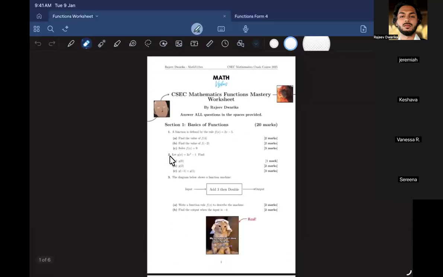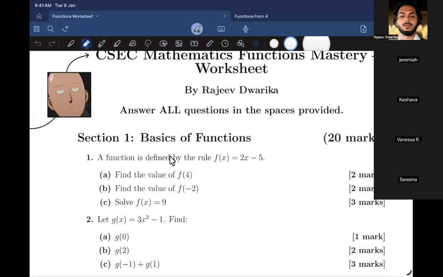All right. So, Vanessa, starting off real simple here. In question one, they're giving us a function, and the function is f of x is equal to 2x minus 5. They're asking us to find the value of f of 4. You never saw a function before, but I want you to think of a function as a machine. You would take something in, you would do something with it, and you would get an output. So, let's answer question one real quick.